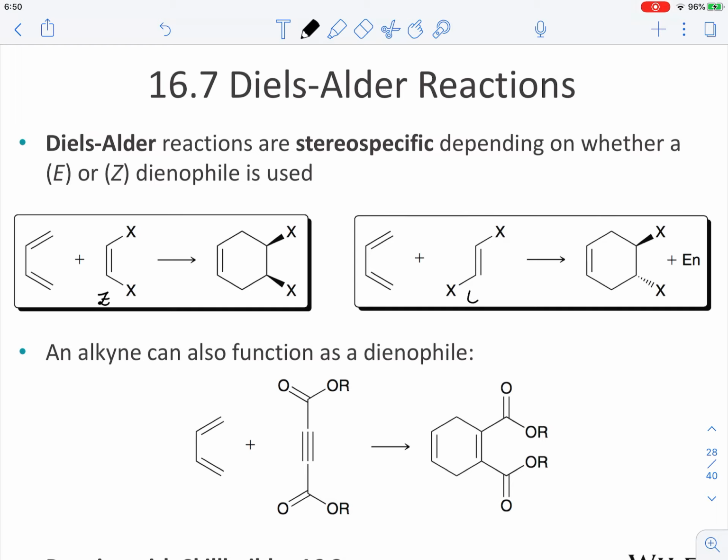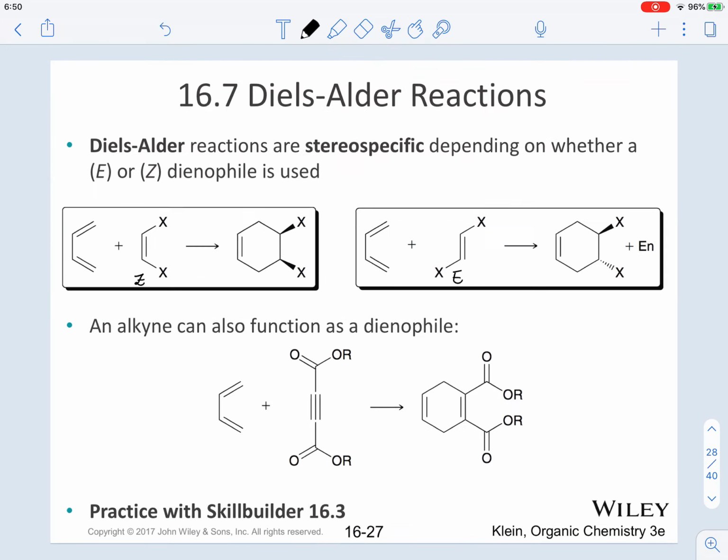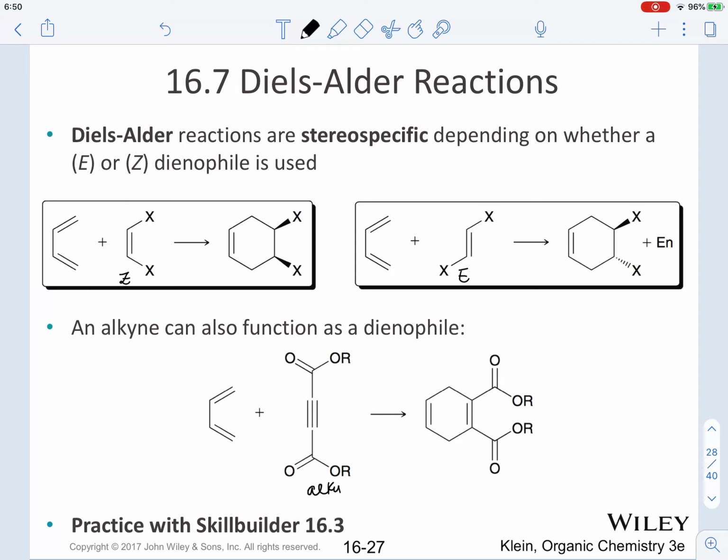Now, if we have an E configuration on the dienophile, understand that then, when it comes to the product of the reaction, the cyclic alkene that is formed from the Diels-Alder reaction is going to have its enantiomer also forming. Now, dienophiles are not restricted to only being E or Z alkenes. We can also have alkynes as a dienophile. And when an alkyne is functioning as a dienophile, as you can see, we are going to have specifically two alkene molecules forming in the product.